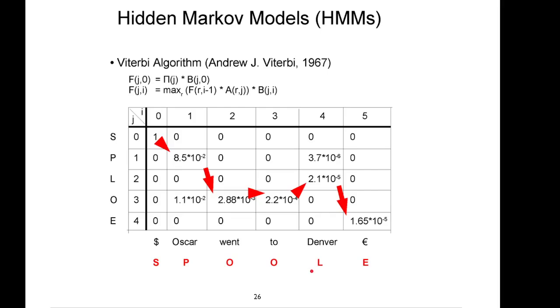the most probable one. So that means for the data, just the handful of examples we had, the most likely explanation of the observation Oscar went to Denver is that Oscar is a person, went to is other, and Denver is actually a location and not a person.